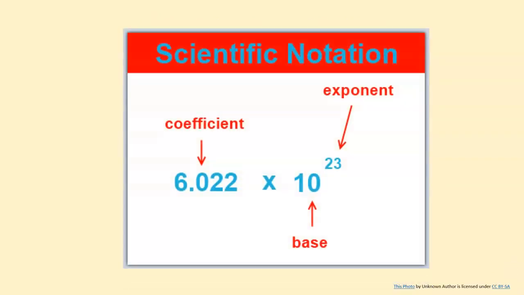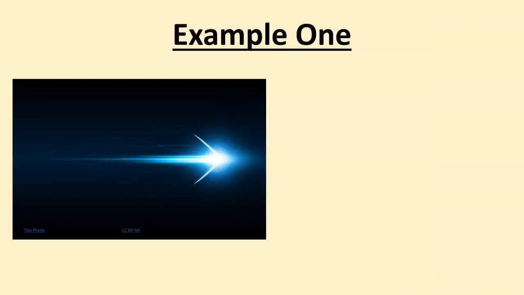So let's talk about the basis of scientific notation. We have a coefficient, and there are rules. Your coefficient has to be between 1 and 9, can't be 10 or above, okay? Your base is always going to be 10, and then you have your exponent, and that will change. Your exponent explains how many times to move the decimal when you're going into or out of scientific notation. So for example 1, we have the speed of light.